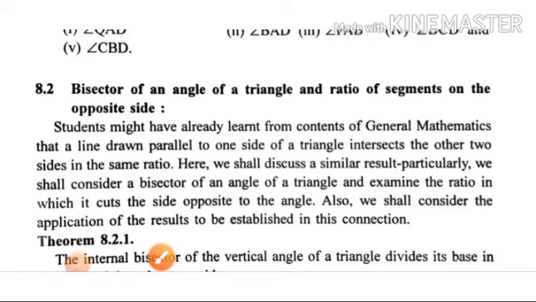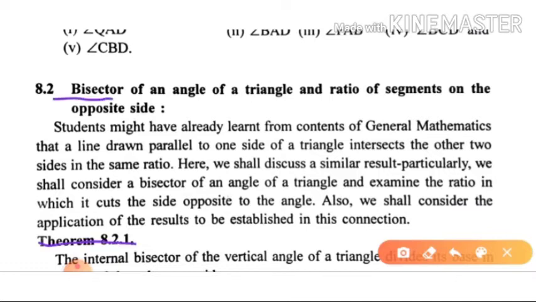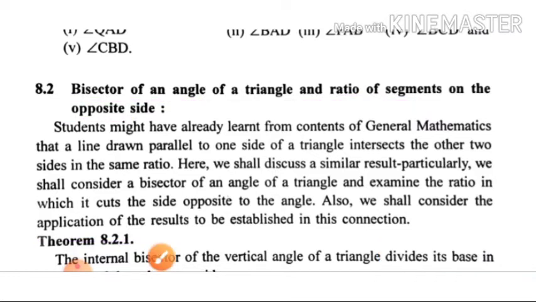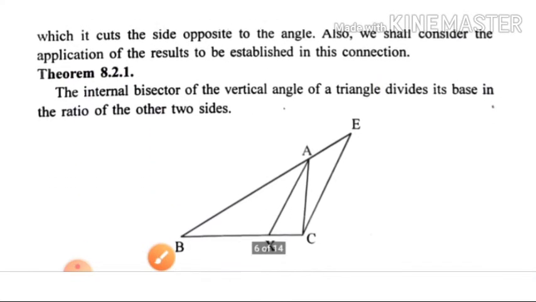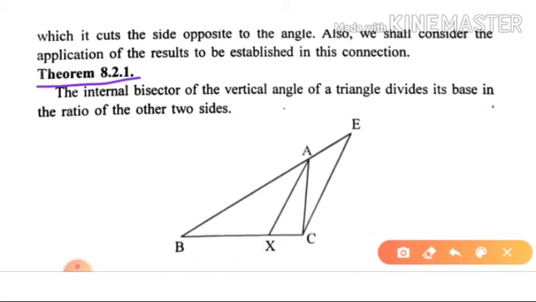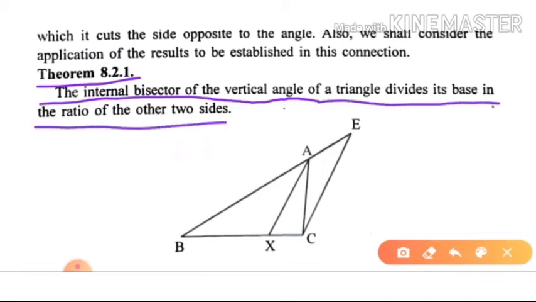Hello everyone. In this video we are going to discuss the other theorems, and here the first one will be about the bisector of an angle of a triangle and the ratio of segments on the opposite side. Now if we read out the theorem, the internal bisector of the vertical angle of a triangle divides its base in the ratio of two sides.